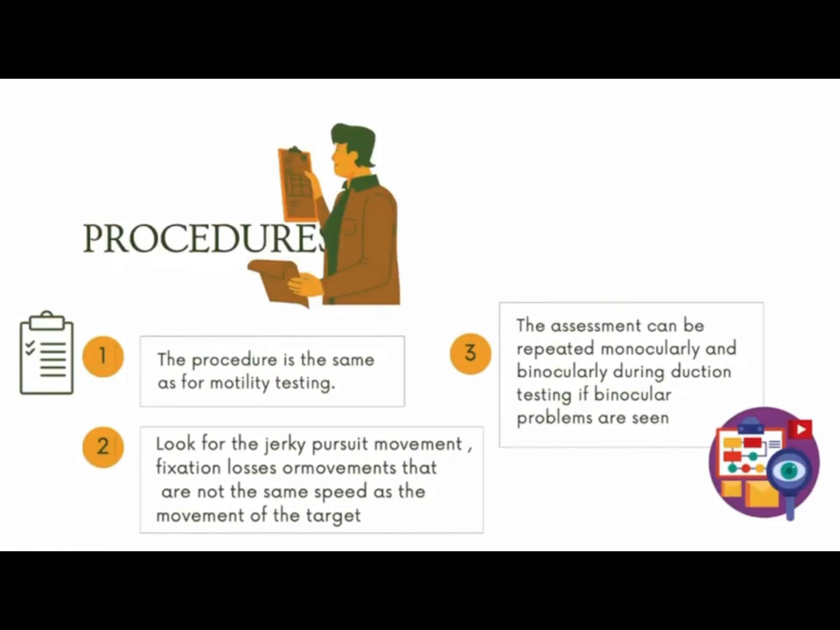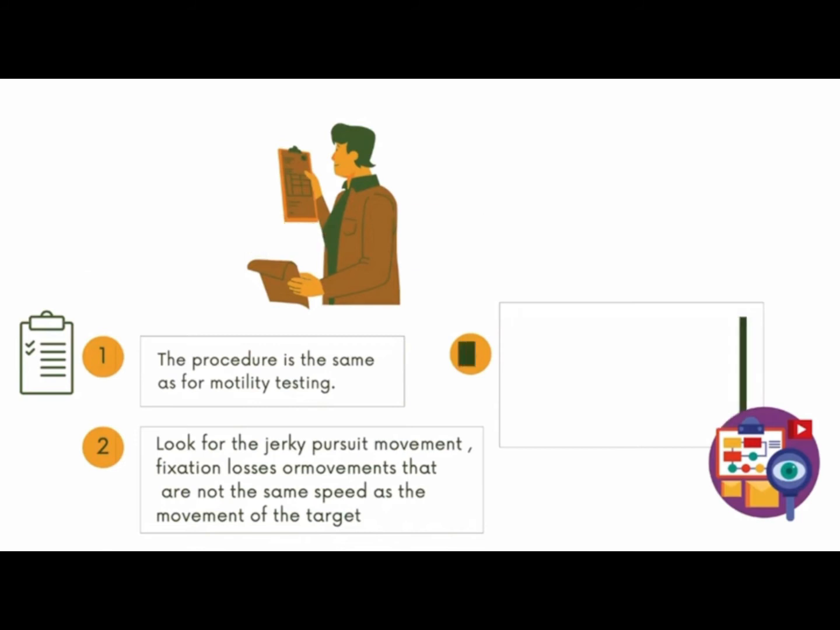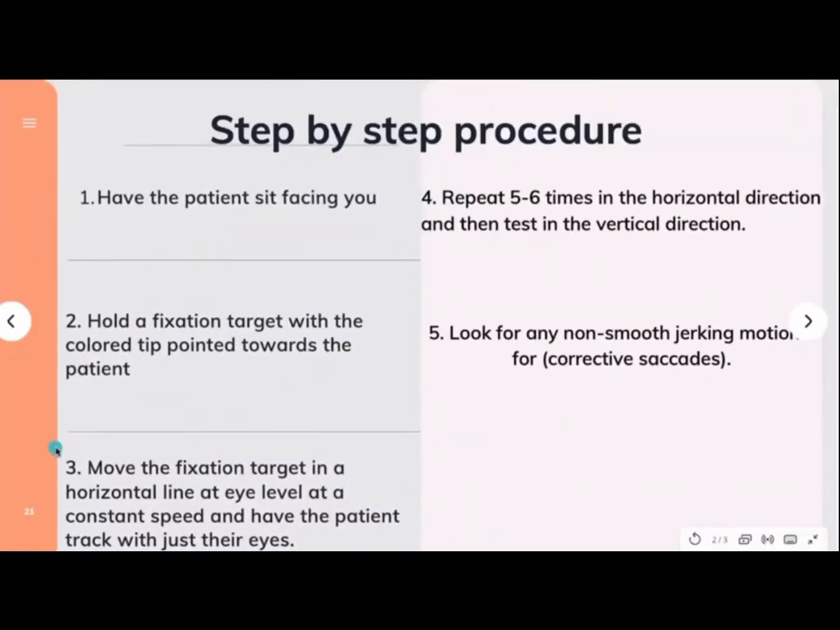So for the procedure of a pursuit test, the procedure is the same as the motility testing. You should look for a jerky pursuit movement, fixation losses, or movements that are not the same speed as the movement of the target. And the assessment can be repeated monocularly and binocularly during induction testing if binocular problems are seen.